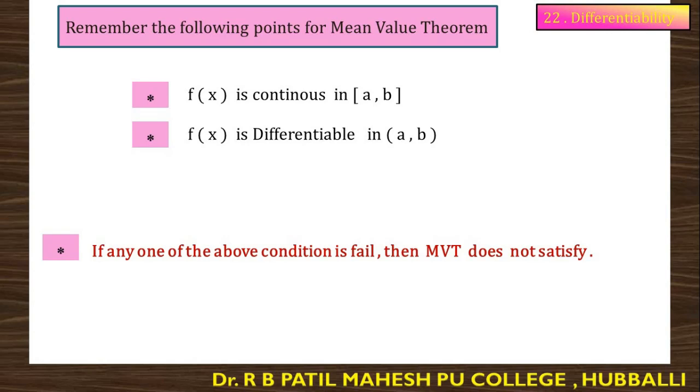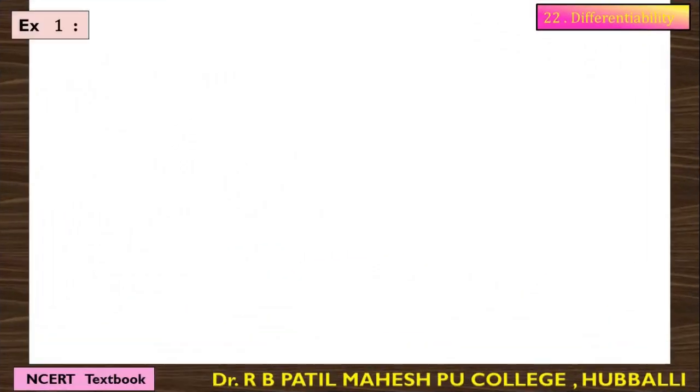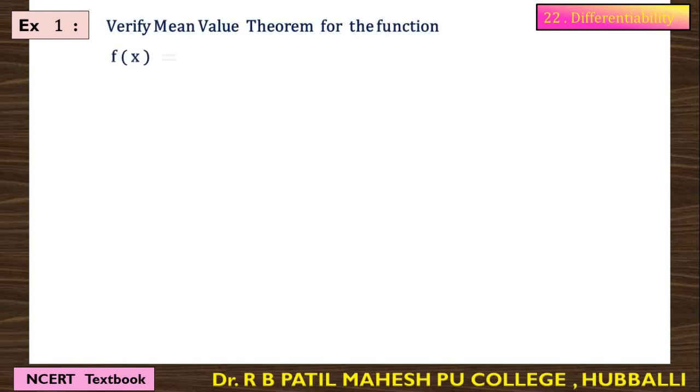Now see the examples. First example: verify the mean value theorem for the function f of x is equal to x square minus 4x minus 3, x belongs to the interval 1 comma 4.